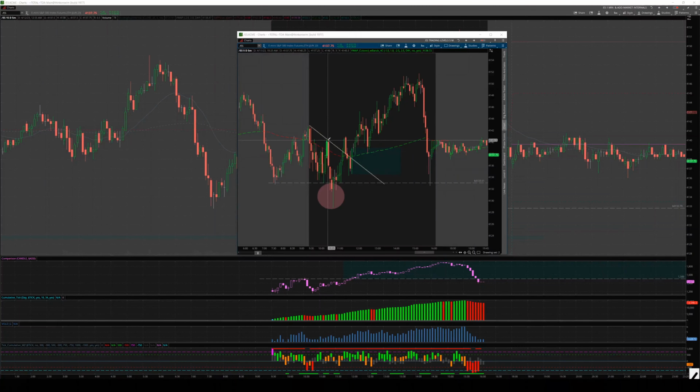We did a pullback and then got rejected. Price went down again, went all the way down, and broke that pre-market level here. So all of this was more bearish price action in the morning.